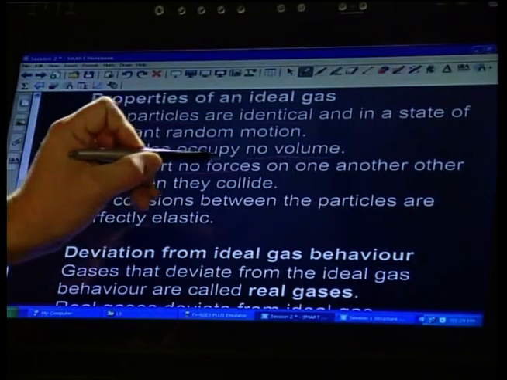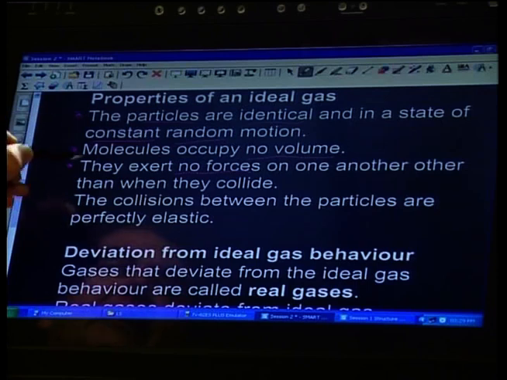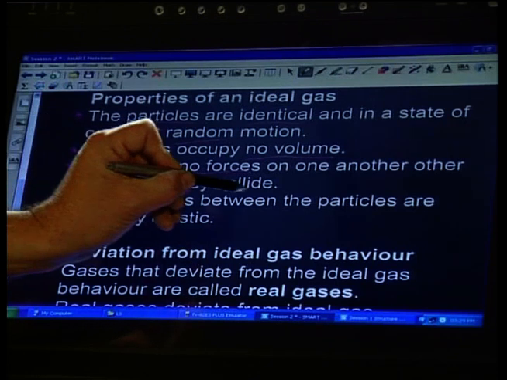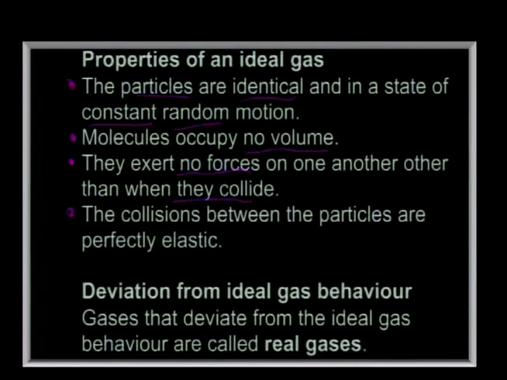So that happens because there are forces between each other, and what we need to recognize is that in an ideal gas, they exert no forces on one another other than when they collide. So there is a force, suddenly, mysteriously, as they bump into each other. So they have no volume, but they have mass, and they can collide with each other. The collisions between the particles are perfectly elastic. What that means is that they lose no kinetic energy. So these molecules are moving along and they don't change their kinetic energy as a result of a collision. They don't move faster or slower because they've collided with something.